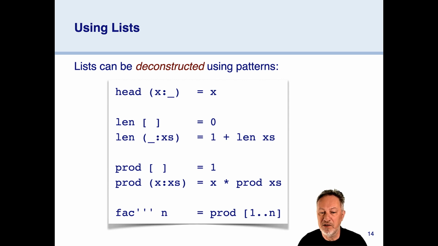Now, what's cool is we can define yet a third, or fourth, as the case may be, factorial function. Factorial triple prime of n is simply the product of the numbers from 1 to n.